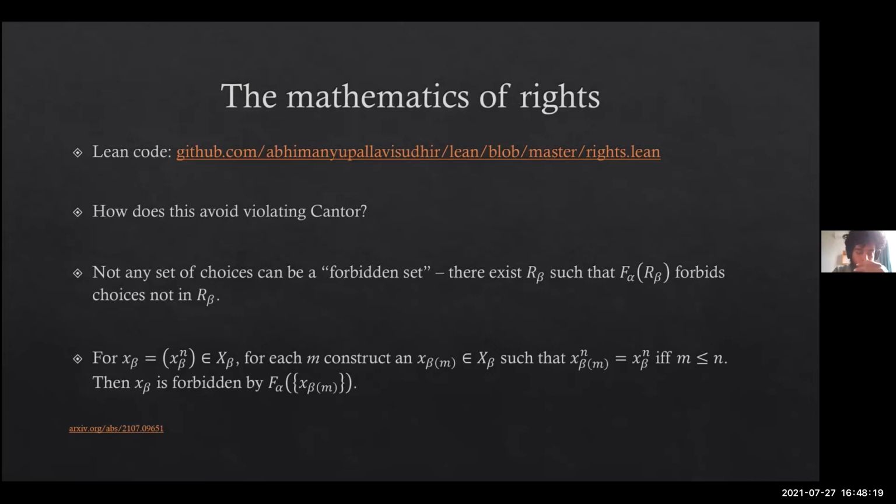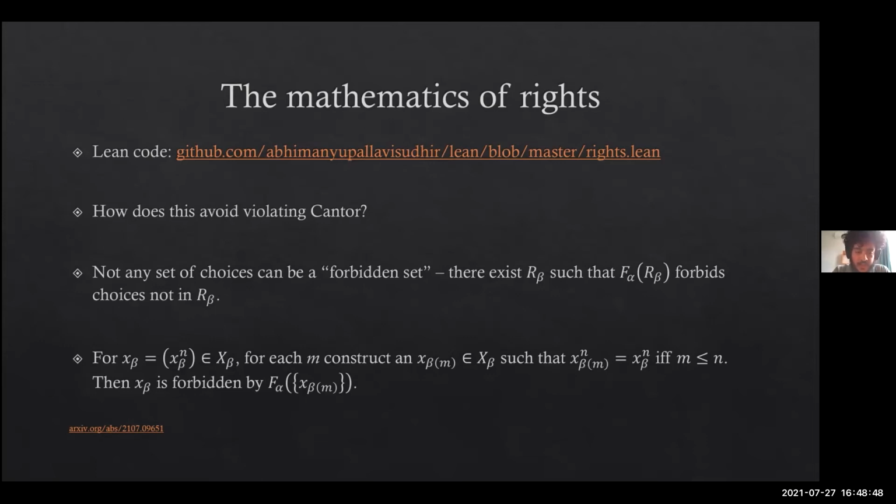So I formalized my definition in a formal theorem prover called Lean, and it turned out the definitions compiled properly. So I realized what the problem with that reasoning was, which is that it's actually not true that any set of Thrax's choices has a choice in my choice set that forbids precisely those choices.